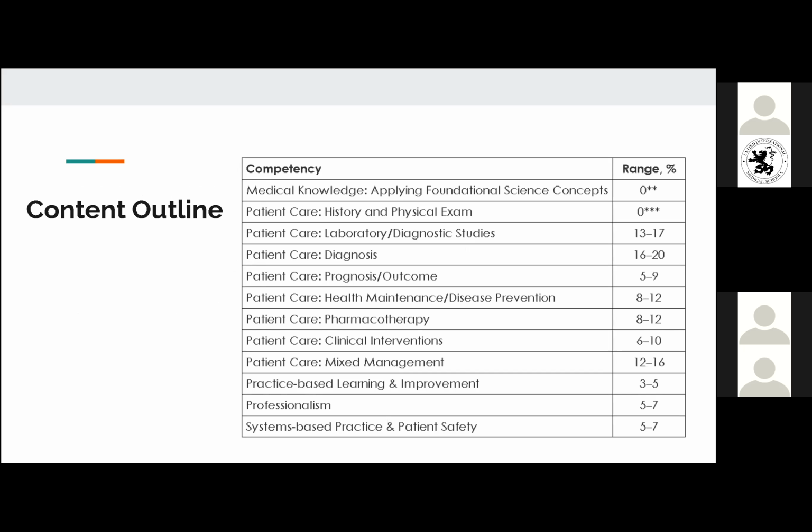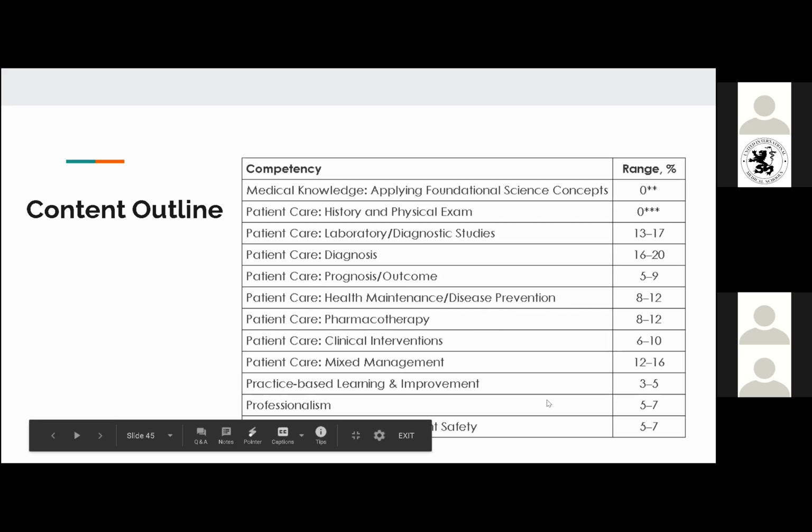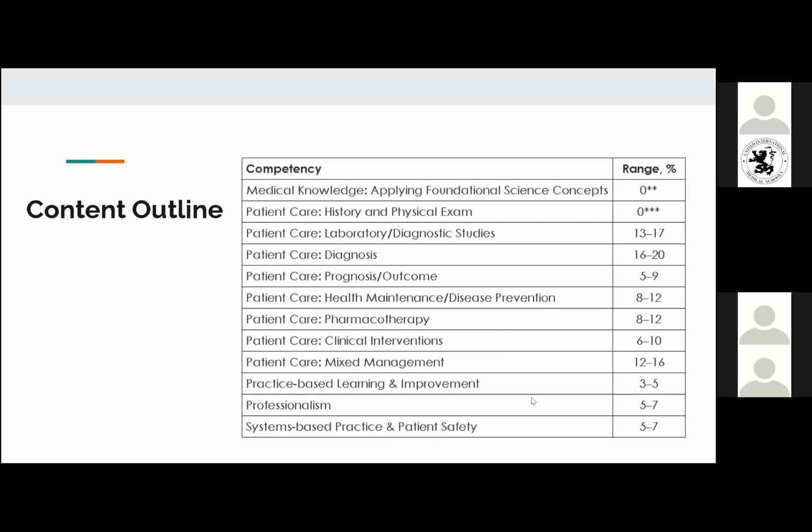The content is different in USMLE Step 2 CK. It is a test that tests you on your clinical knowledge. So this includes more clinical aspects of medicine, such as patient care, the ability to interpret laboratory studies, the ability to diagnose the patient, and your knowledge about prognosis and outcome of certain diseases. A very important part, and it's becoming more and more common on USMLE Step 2 CK, is health maintenance and disease prevention, so screening tests and so on. Pharmacotherapy is also important, clinical interventions, mixed management, and then also a big part is professionalism, which I'll tell you about in a bit. I'll give you an example.